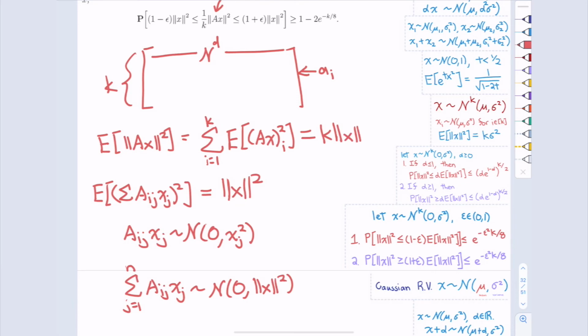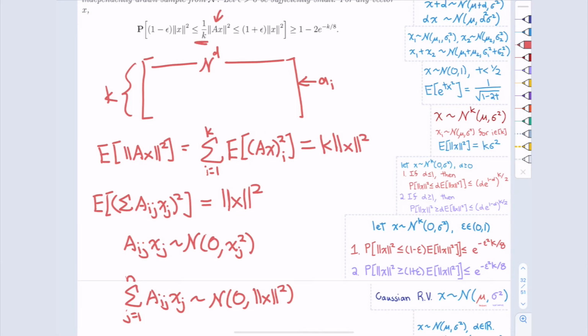Kx squared. Okay. So that's why we're shrinking by k up top. All right, good. So what have we learned then? We've learned that each of these rows is outputting a Gaussian with mean 0, variance x squared. Good.